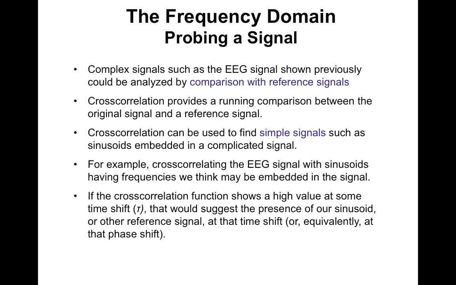So complex signals, like an EEG signal, can be analyzed by comparing them with reference signals. A cross correlation, as we've seen, provides a running comparison between the original signal and a reference signal. So cross correlation could be used to find simple signals like sinusoids that are embedded in a complicated signal. For example, if we cross correlate an EEG signal with sinusoids that have frequencies we think might be embedded in the signal, we would get an indication of how much of that sinusoid was present in that signal.